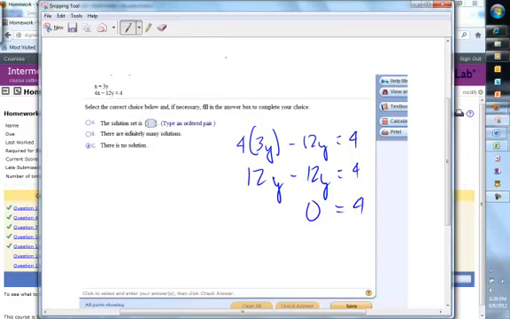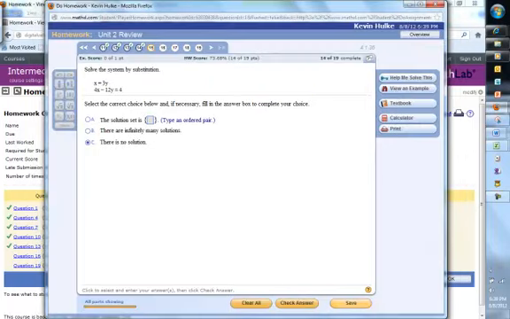We could enter it on our calculator: x minus 3y equals 0, and 4x minus 12y equals 4. And it will still say there is no solution.